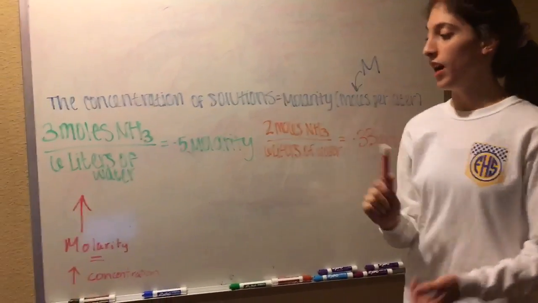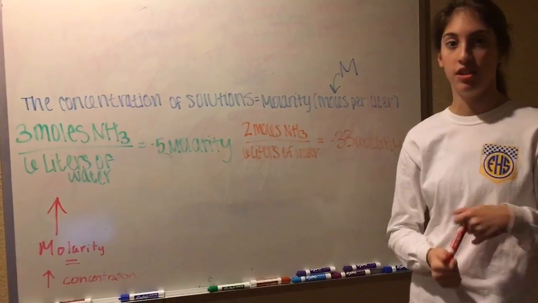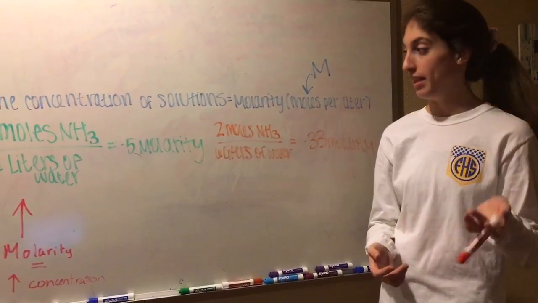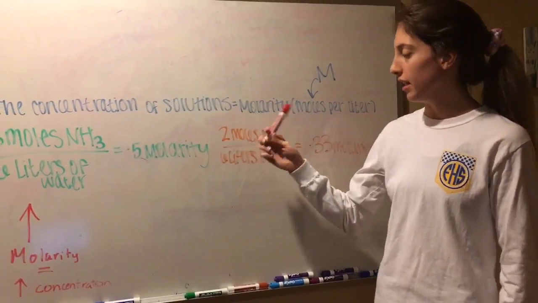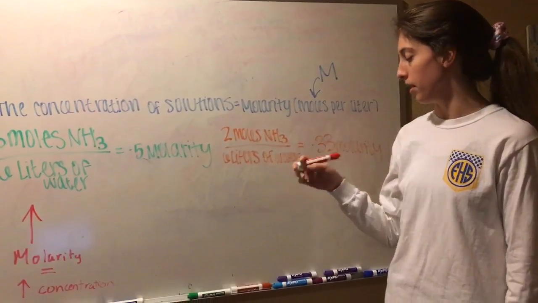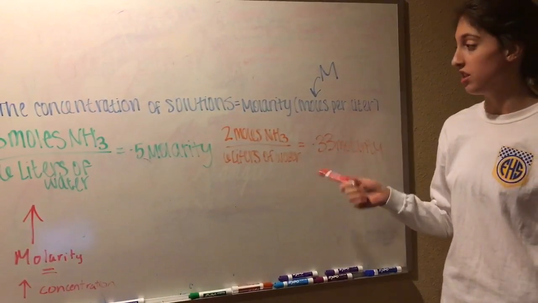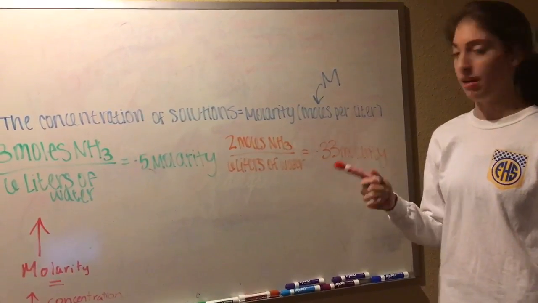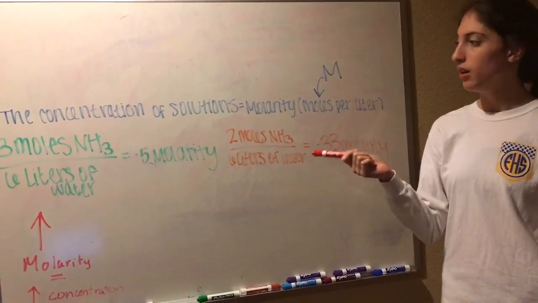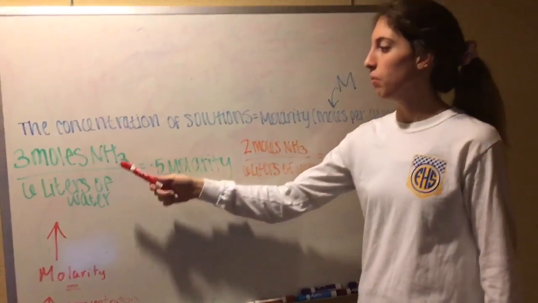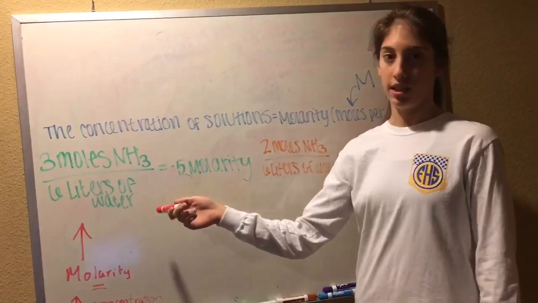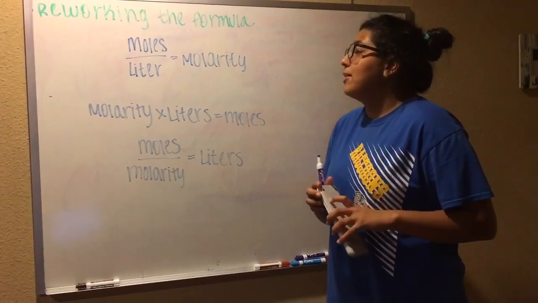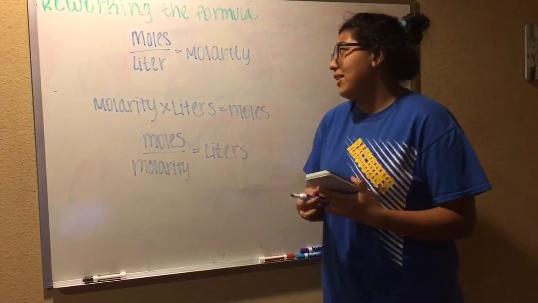So if you have a higher molarity, you have a higher concentration. This is why if you leave a soda out in the sun for too long, then you come back and it could be diluted. If you have a bigger mole number on top than liters on bottom, then it won't be a decimal or a fraction. So if you had 6 moles of NH3 and 2 liters of water, you would have a molarity of 3. Or if you had 6 moles of NH3 over 3 liters of water, you would have 2 molarity.